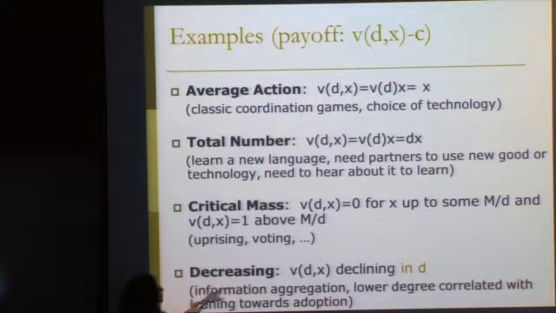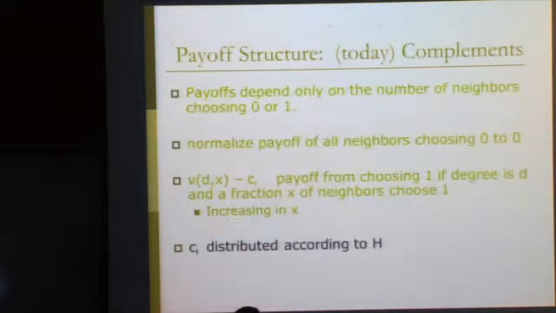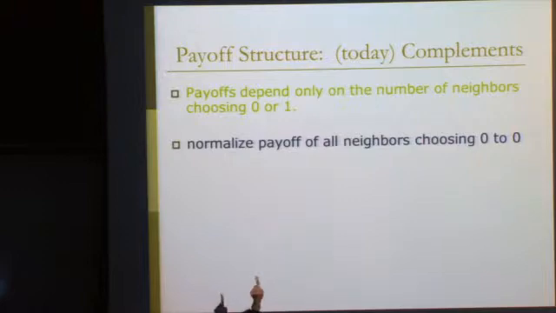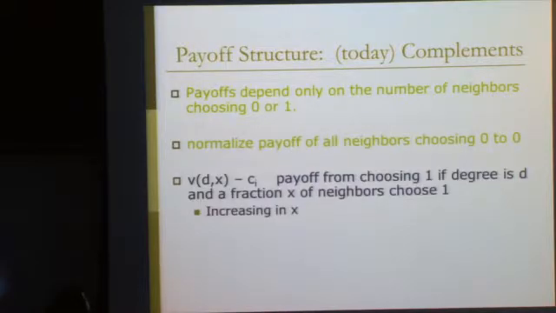You could also think about a V that is declining in D. Yeah? You may have said it, but what's the utility of selecting 0? It's normalized to 0. So we're just assuming, yeah. We can get back to it later. It doesn't matter much. If I select 0, then I don't care what other people say. Exactly. If I select 0, it doesn't matter what my neighbors say? Exactly. Yeah, so you always get 0.